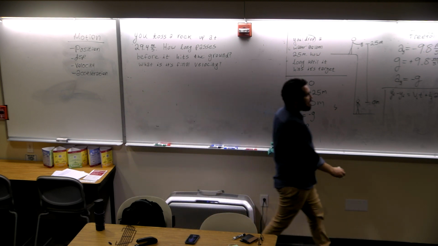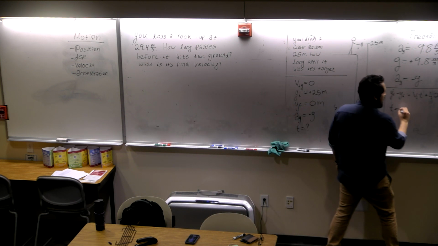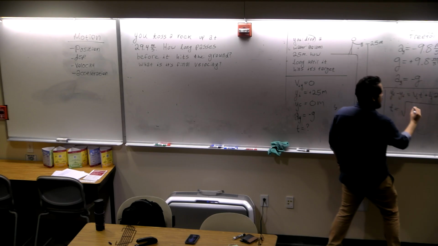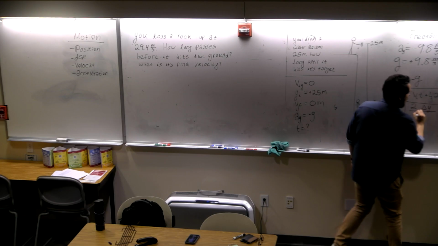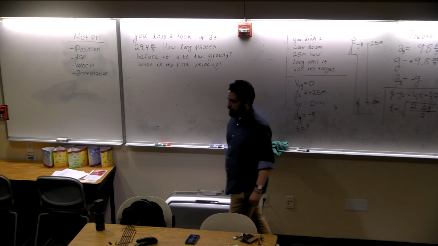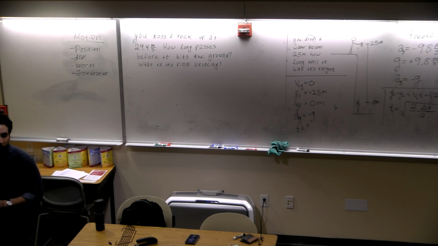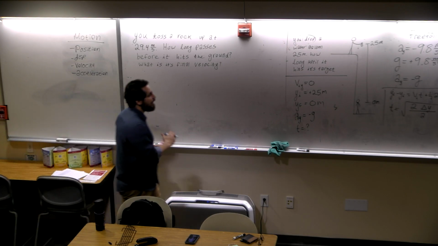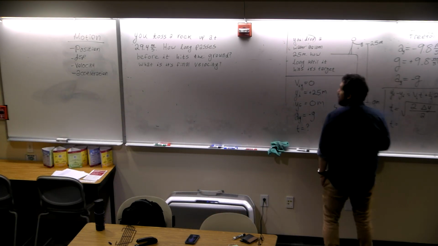So we take a look at this and we solve this. Time would therefore equal the square root of 2 times delta y divided by acceleration. Delta y is negative 25 meters. Acceleration is negative 9.8 meters per second squared. You plug this in, you get time is equal to what?